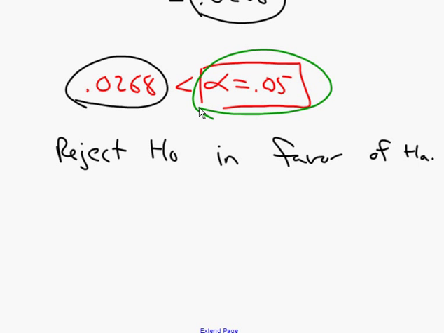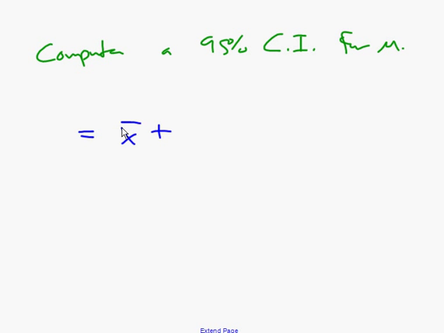Okay? What I'm going to ask you to do now is compute a 95% confidence interval for mu. So let's write down what our confidence intervals for means look like. They look like this. It's X bar plus or minus z star sigma of x over square root of n.